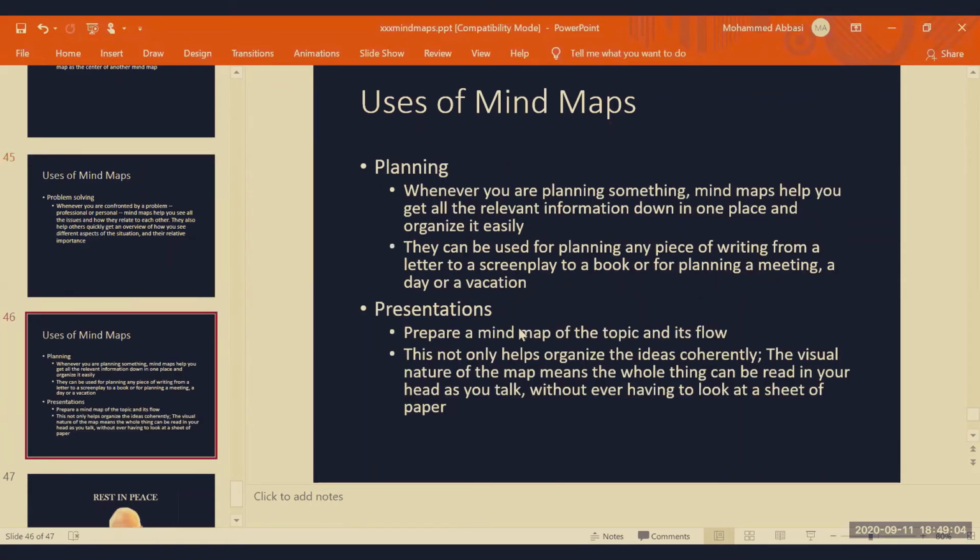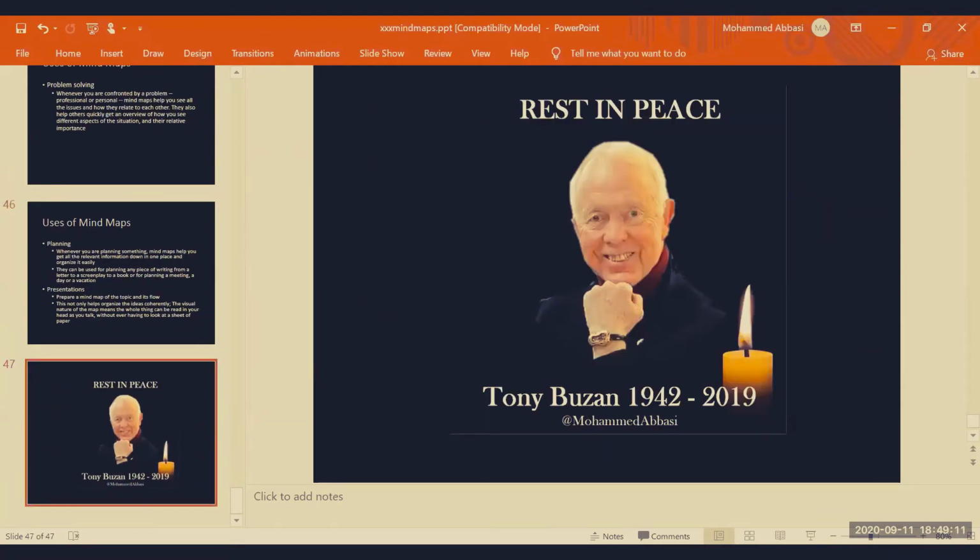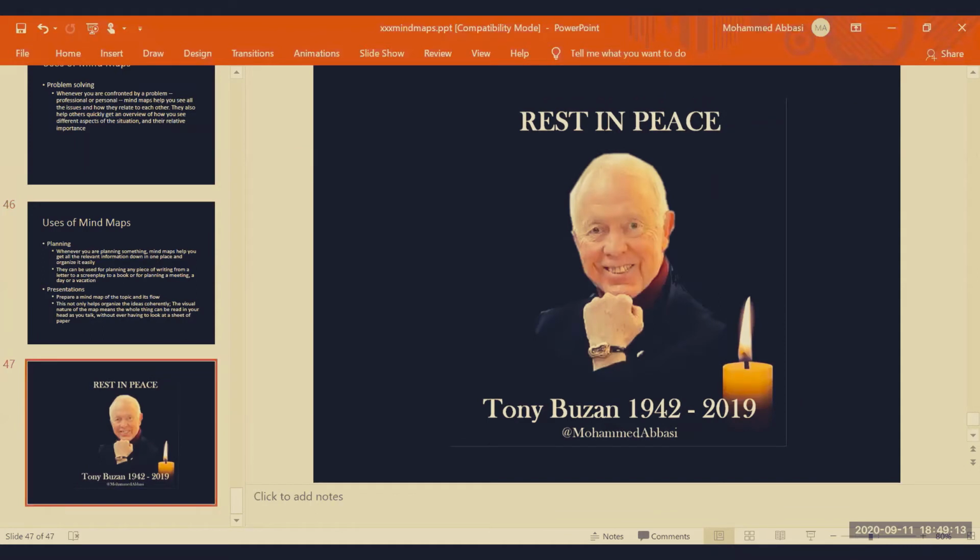So mind maps can be used for planning. It can be used for presentations. And I'm ending this here with an image of Tony Buzan, 1942 to 2019, who died last year. And he was the originator of the mind maps. So any questions now?